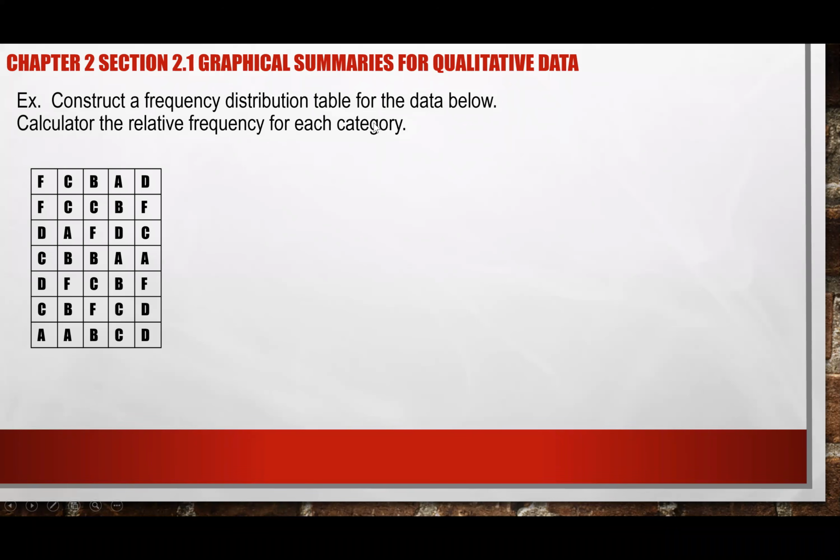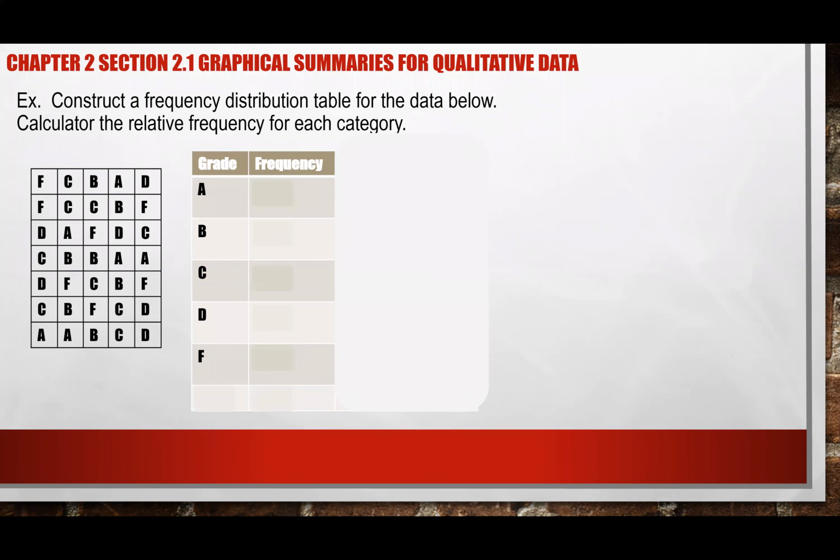So we know the category, which is this. Let me ask you guys, is this an ordinal or nominal variable? Again, if this is the grade, then this would be ordinal. The grade has a ranking: A is better than B, B is better than C, C is better than D, and D is better than F. So this will be ordinal. But anyway, let's go back to constructing your frequency distribution table.